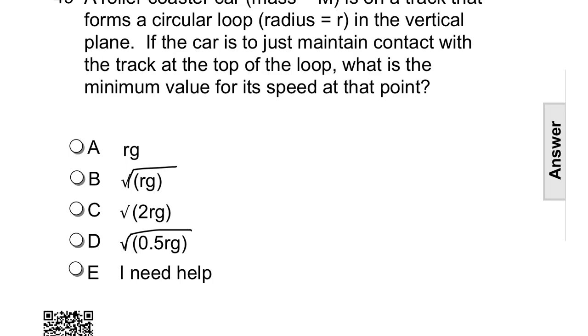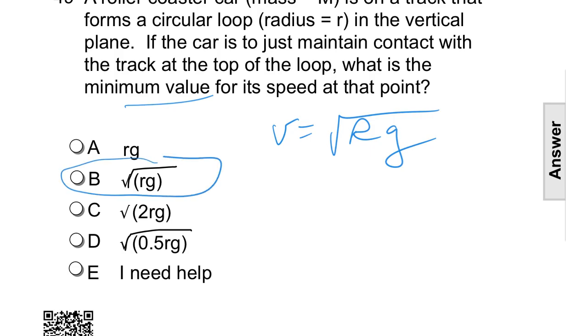Okay, and then finally, minimum value. Okay, at the top of the loop, we already know that equation without deriving it. So that would be this equation right here.